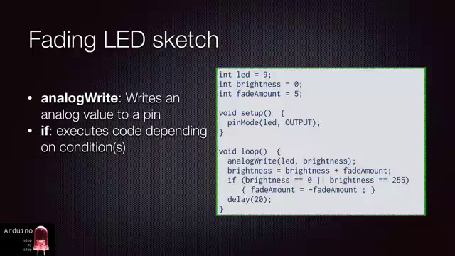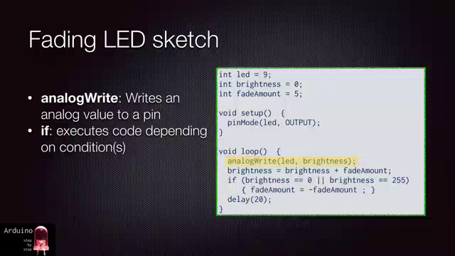Here is a new sketch, slightly modified from the sample in the Arduino IDE, which you can load by going to File, Examples, 01 Basics, Fade. The most important difference between this sketch and the one in Lecture 4 is that we now use analog write instead of digital write.